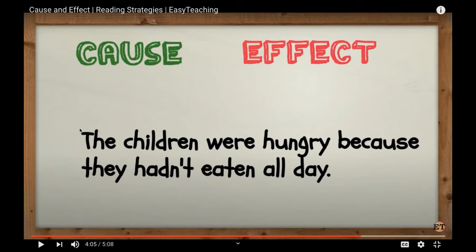Perfect. So let's do this one, and I'm going to talk through this with you. So remember, cause comes first, and then effect will come second. So the sentence, the children were hungry because they hadn't eaten all day. So what happened first? Were they hungry first, or did they not eat all day? So the cause would be coming first, which means they hadn't eaten all day. Because they don't start out hungry. They're hungry because they hadn't eaten all day. So the cause is they hadn't eaten all day, and then the effect is going to be hungry.